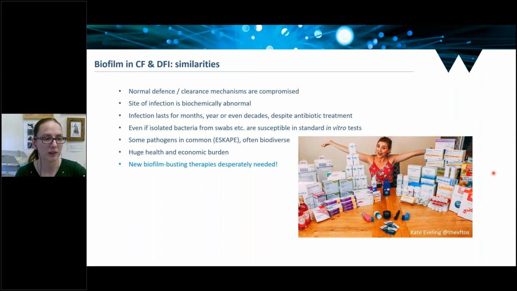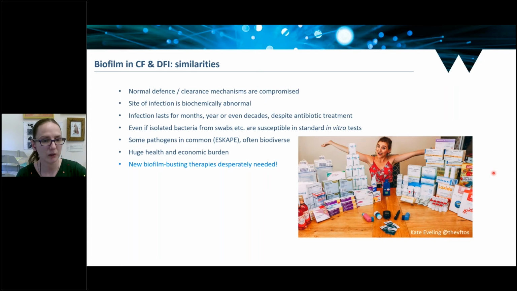The upshot of this is that you can get an infection in either of these areas which lasts for months, years, even decades, despite repeated antibiotic treatment. It's commonly known that even if bacteria isolated from swabs from these infections are susceptible to antibiotics in standard diagnostic tests, those antibiotics often have no effect when you give them to the infected person.